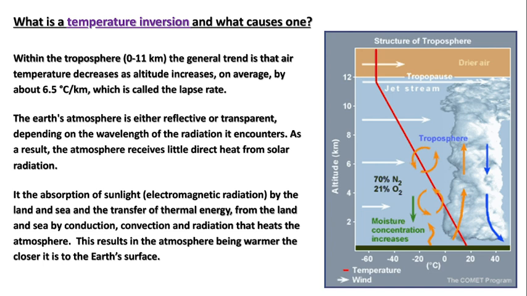The Earth's atmosphere is either reflective or transparent depending on the wavelength of the radiation it encounters. As a result, the atmosphere receives little direct heat from solar radiation. It is the absorption of sunlight, electromagnetic radiation, by the land and sea and the transfer of thermal energy from the land and sea by conduction, convection, and radiation that heats the atmosphere. This results in the atmosphere being warmer the closer it is to the Earth's surface.